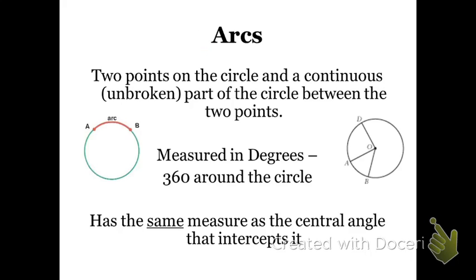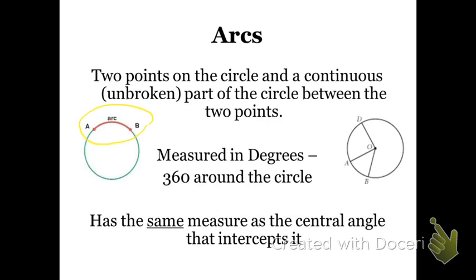Before we talk about that, you need to know what an arc is. An arc is just a piece of the circle. The technical definition would be 2 points on the circle and a continuous unbroken part of the circle between the 2 points. So if you look over on the left, this AB would be an arc. It's measured in degrees, and you often have to use that the whole circle is 360 degrees to figure out how many degrees an arc is in questions that you'll be doing.